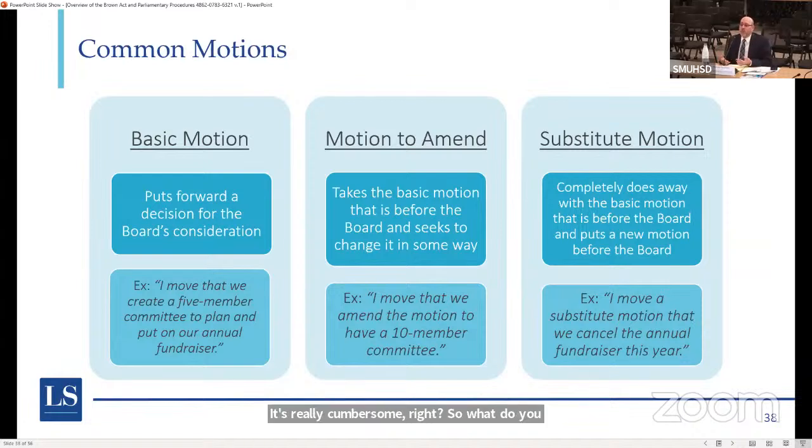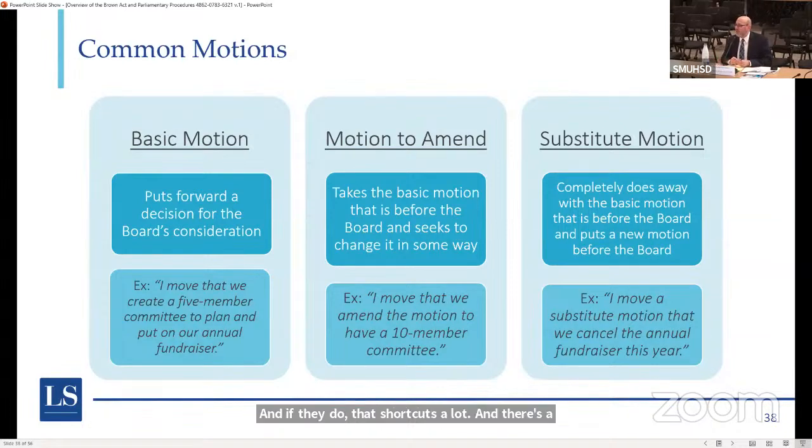What you usually do, it's talked about in Rosenberg's Rules, is you ask for a friendly amendment. Somebody says to the person who made the motion, you said 5, would you be open to changing your motion to say 10? And if they do, that shortcuts a lot.